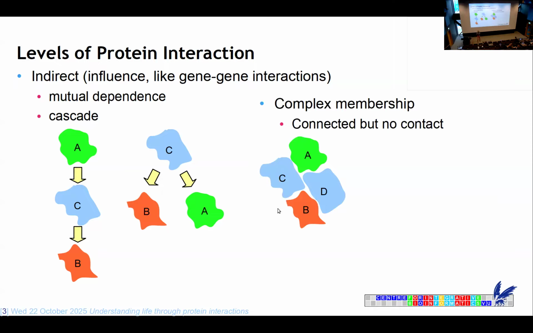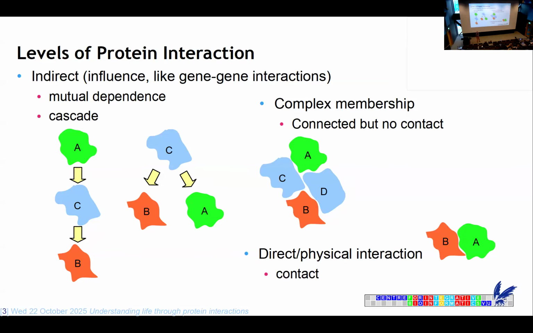Then a little bit more to the physical side is complex membership. This is what you get out of co-IP experiments, immunoprecipitation, where you basically extract complexes and you know that your bait protein and your target protein are in there, but they could be on opposite sides of the complex. They're never touching each other, yet they're measured as an interaction. If you go to the STRING database, many of the interactions that are reported there are like this. There's nothing wrong with that. It's just that you need to know what you're talking about.